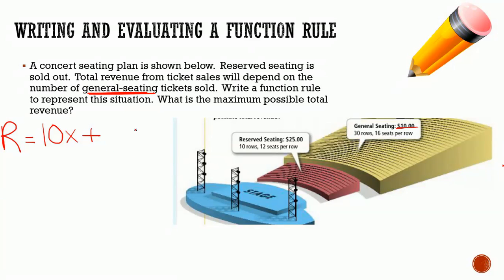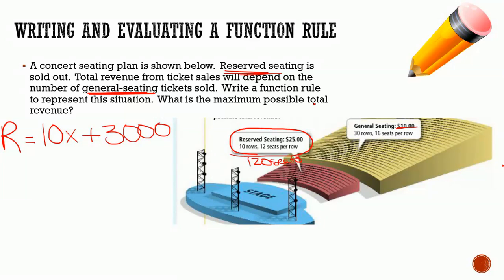Now, how are we going to find out the constant amount? Well, I said that reserve seating was completely sold out, right? So let's figure out how much money we actually made off the reserve seating. It's $25 per seat, but notice I have 10 rows of 12 seats per row. So basically, I have 120 seats here, right? Because 10 times 12. And for each one of those, I get $25. So I know that I'm going to get a total amount of $3,000 off of that amount. So that is my equation, or my function rule, to represent this situation.